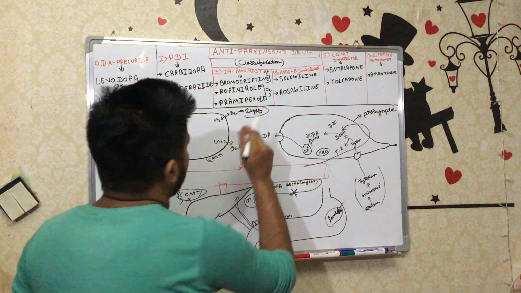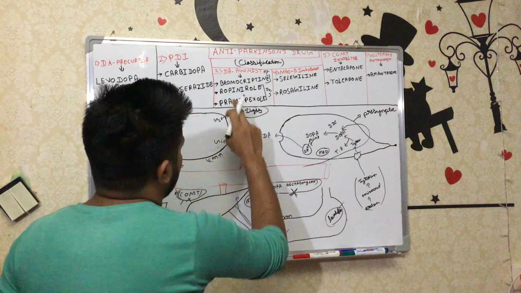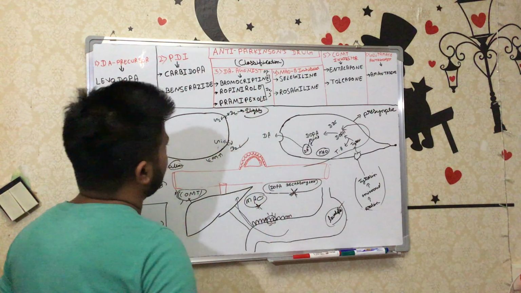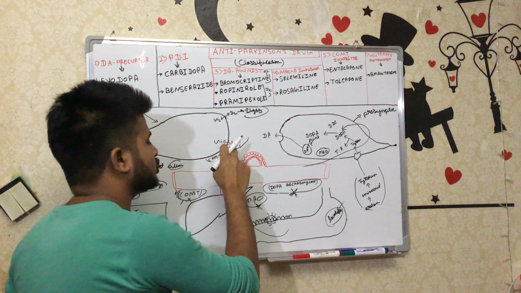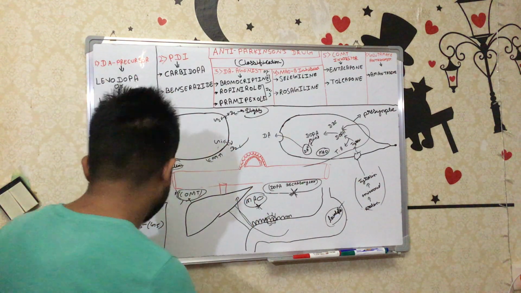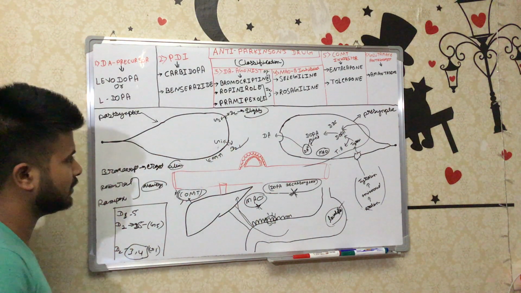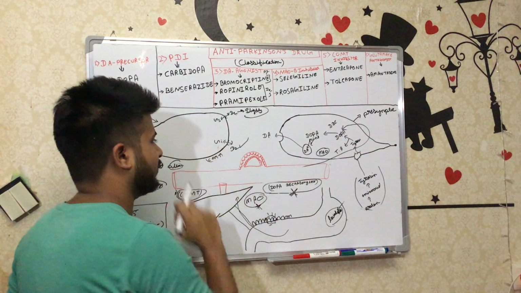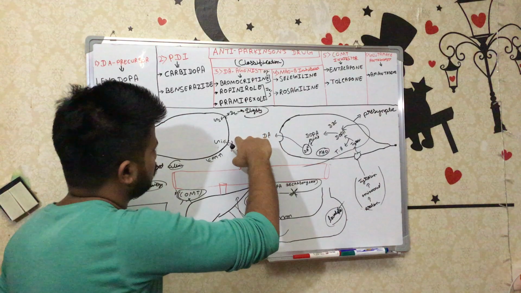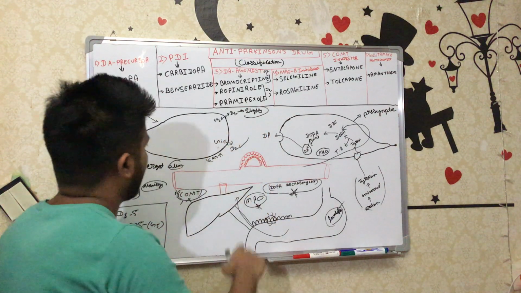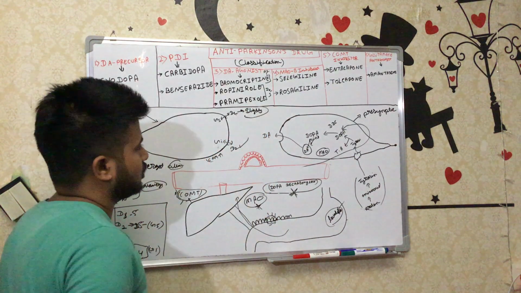The same thing here: ropinirole, bromocriptine act on the D2 receptor, and ropinirole and pramipexole also act on the D2 receptor as well as the D3 receptor. As I said, the D3 receptor is just like the D2 family, which means you can see that it also stimulates the D2 receptor. So these 3 drugs stimulate the D2 receptor and maintain the dopamine level.